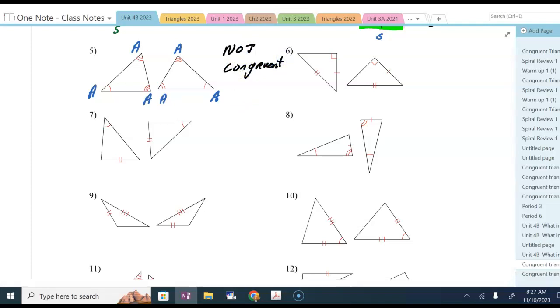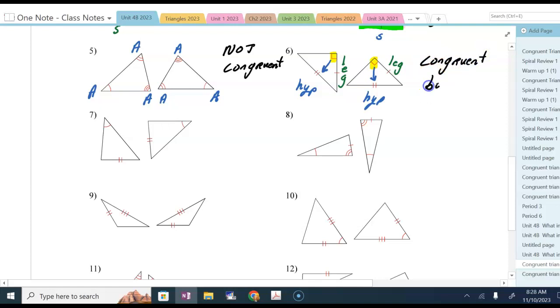In problem number 6, we have a right angle in both triangles. Across from the right angle, we talked about that's called the hypotenuse. And the other side we discussed was called the leg. And this is the 5th way we talked about. So these are congruent by hypotenuse, leg.